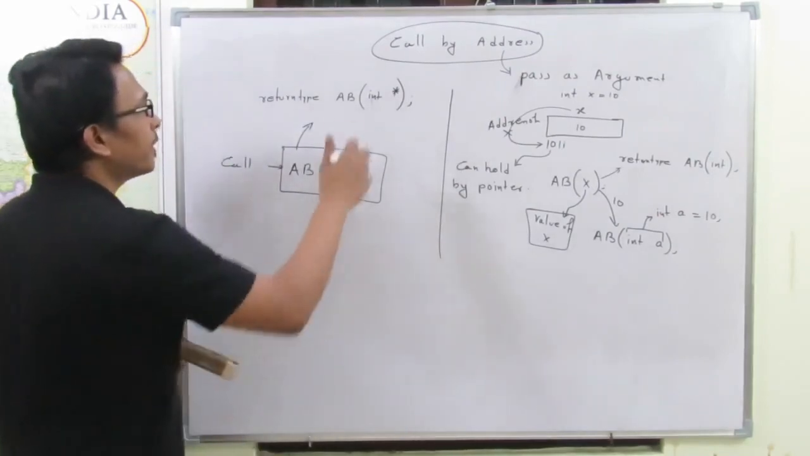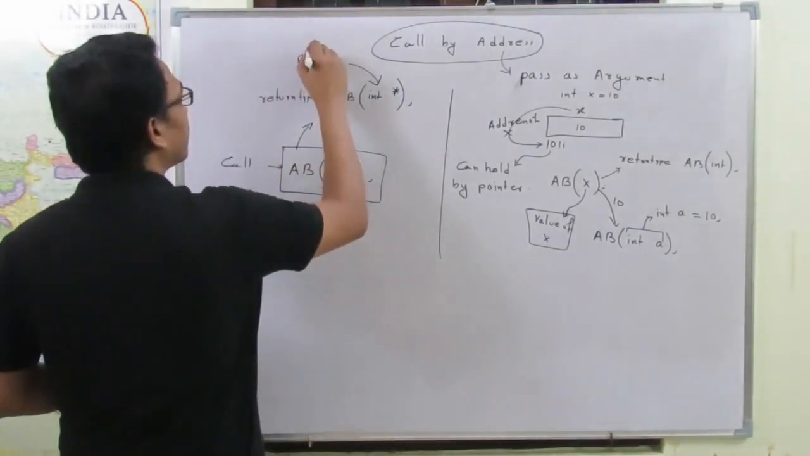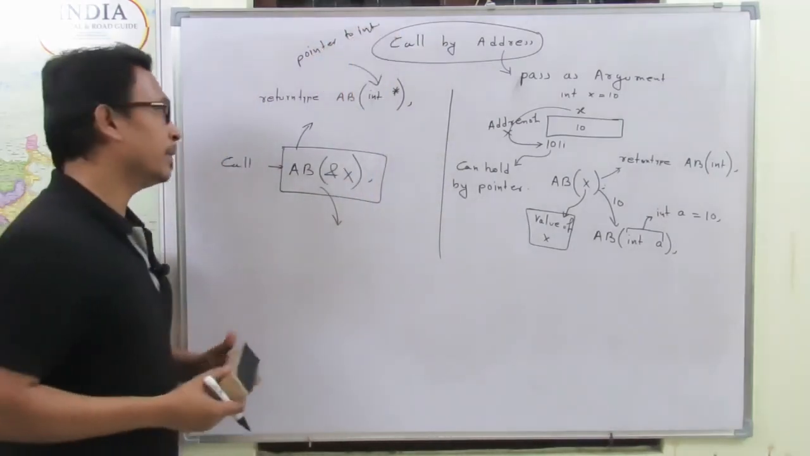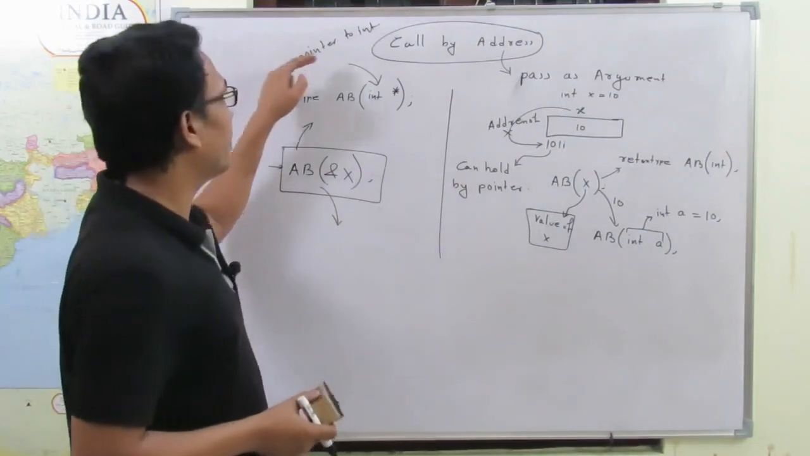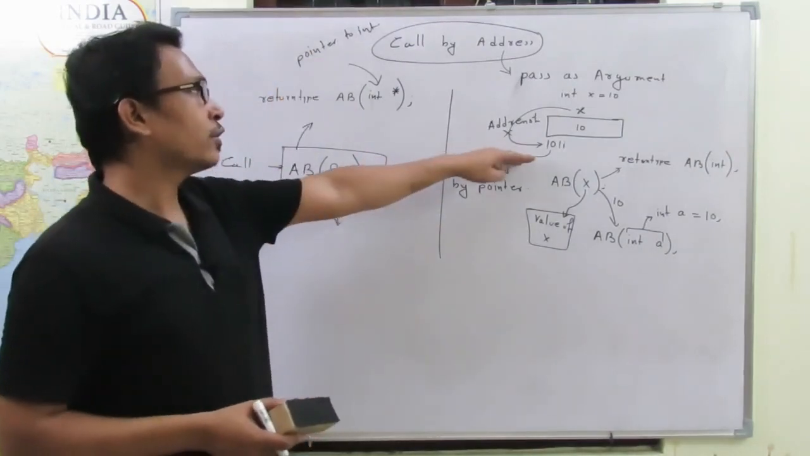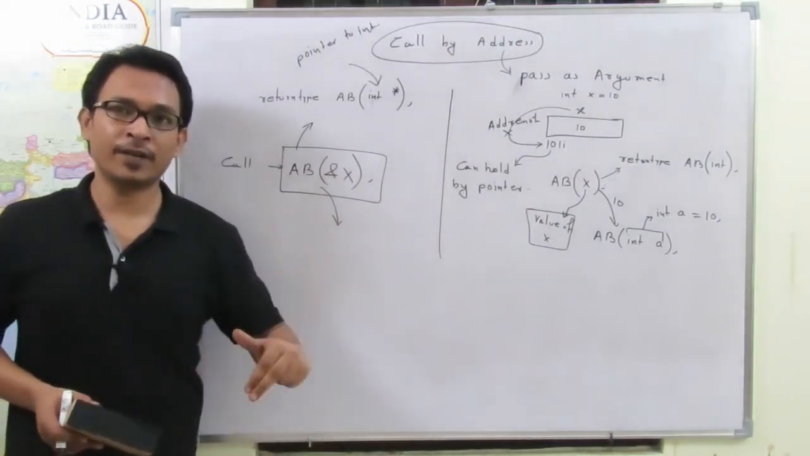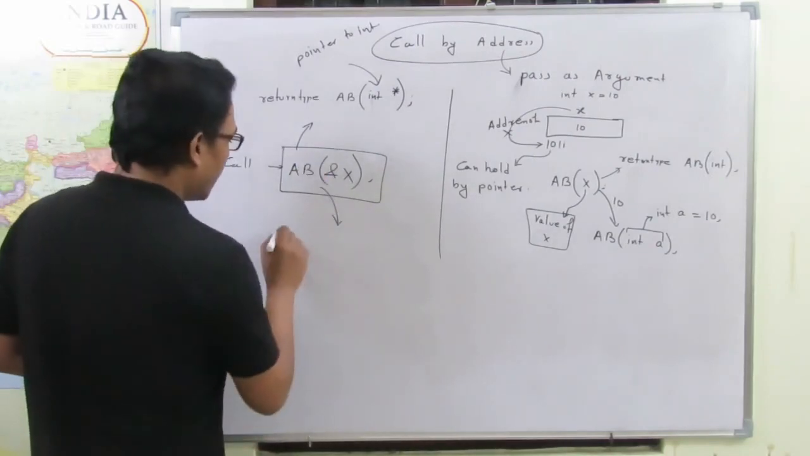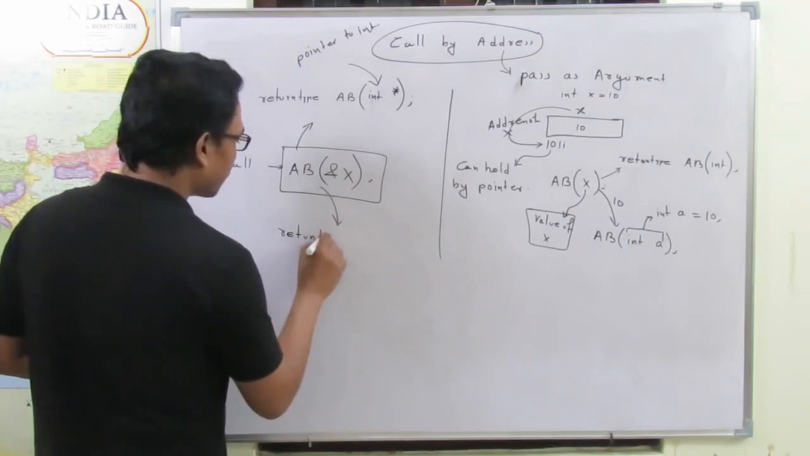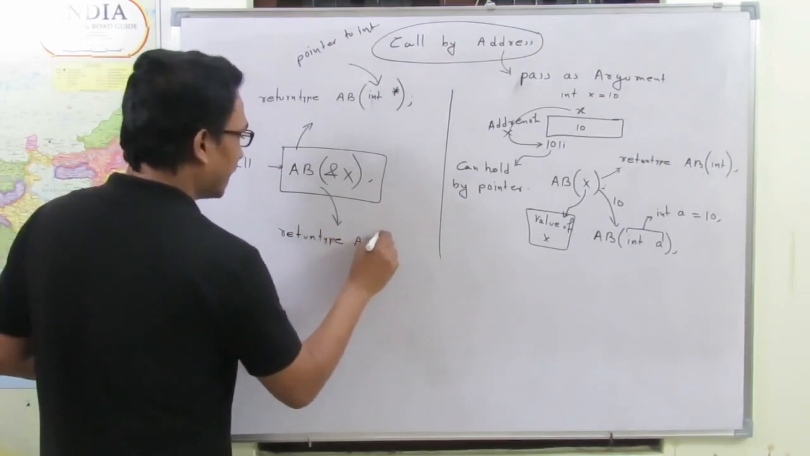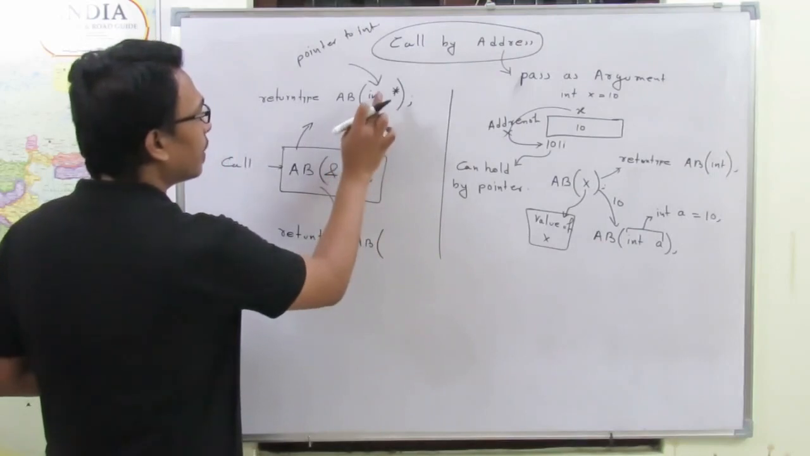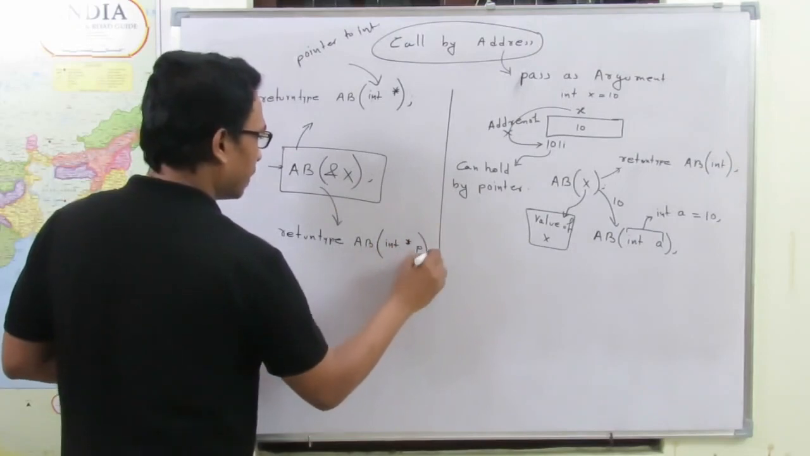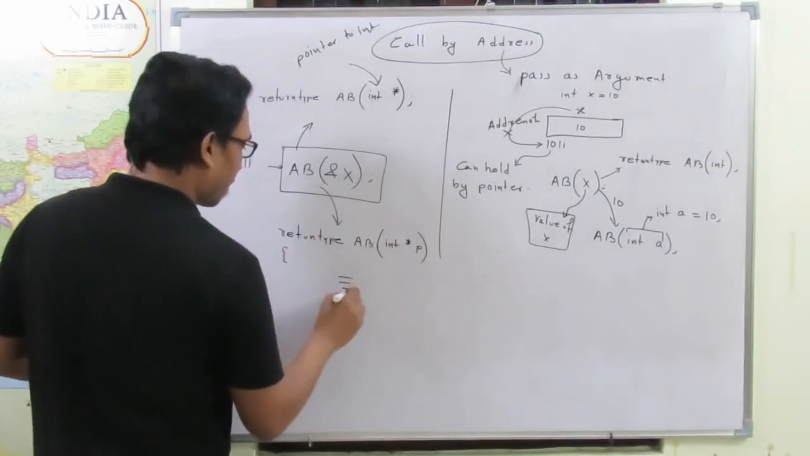Now look, this is a pointer to integer type, int type. Clear? That means we need to declare a pointer type variable that will hold the address of this particular integer type variable. Clear? Now come to the function definition part. Again, return type doesn't matter, ab, and then we need to define this particular pointer type variable. Let's say int asterisk p, and then the function body.